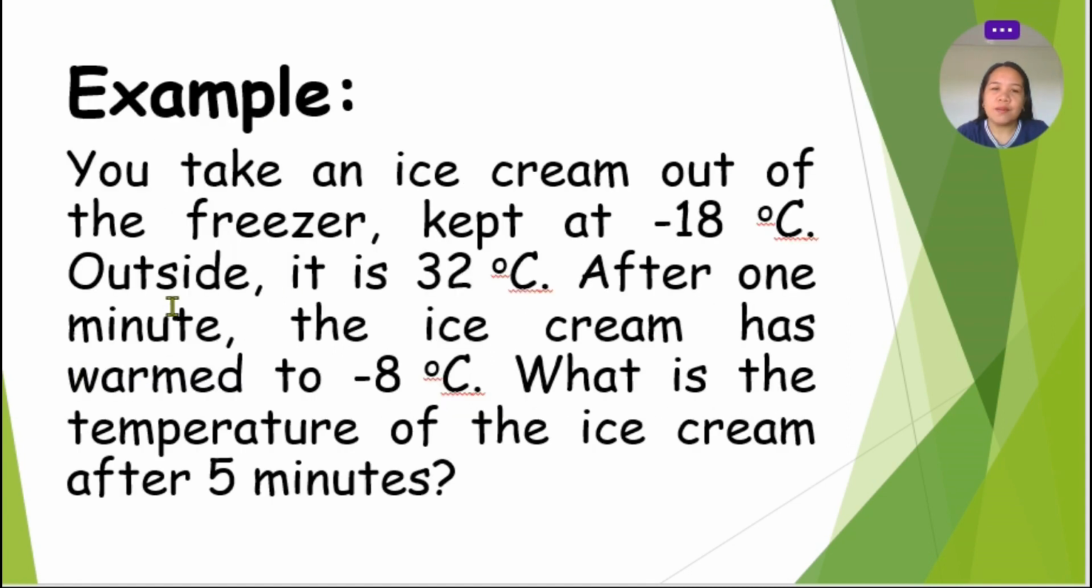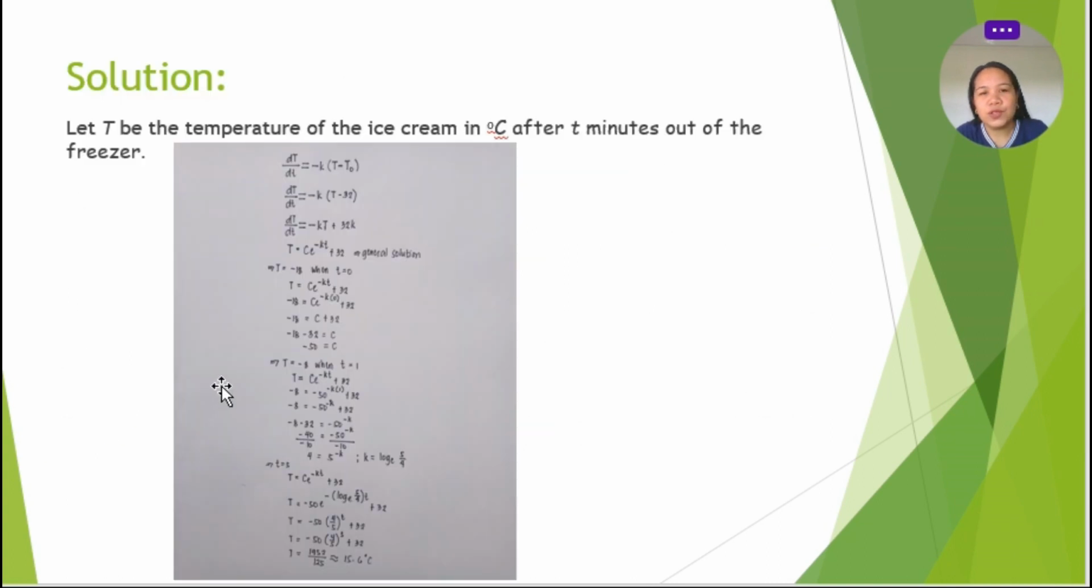So one example of this law is you take an ice cream out of the freezer, kept at negative 18 degrees Celsius. Outside, it is 32 degrees Celsius. After 1 minute, the ice cream has warmed to negative 8 degrees Celsius. What is the temperature of the ice cream after 5 minutes? So this is now the solution.